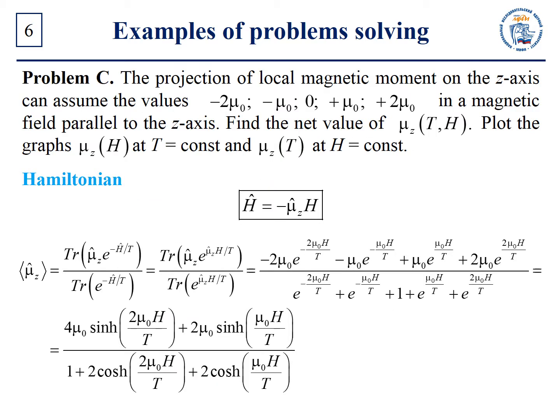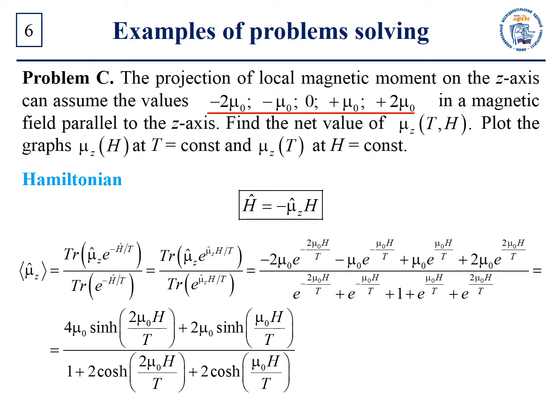In our final problem, the projection of local magnetic moment on the arbitrary z-axis can assume the five different values from -2 μ0 to +2 μ0 in a magnetic field parallel to the z-axis. Our goal is to find the net value of μz and to plot the graphs of μz of h and μz of t. Recall that we just solved such a problem in our third week, lesson 1.